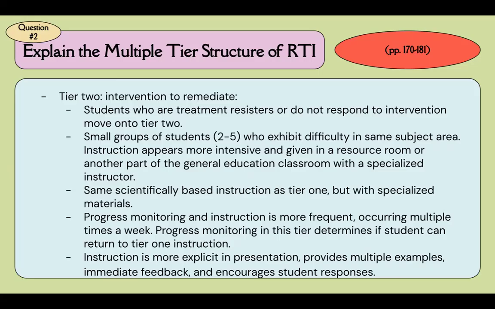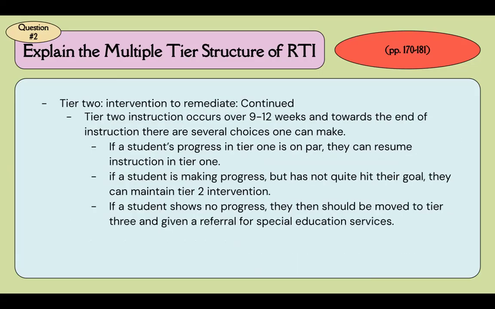Instruction is more explicit in presentation. It provides multiple examples, immediate feedback, and highly encourages student responses. And tier two occurs over a 9 to 12 week period, and towards the end of instruction, there are several choices an instructor can make about the student.